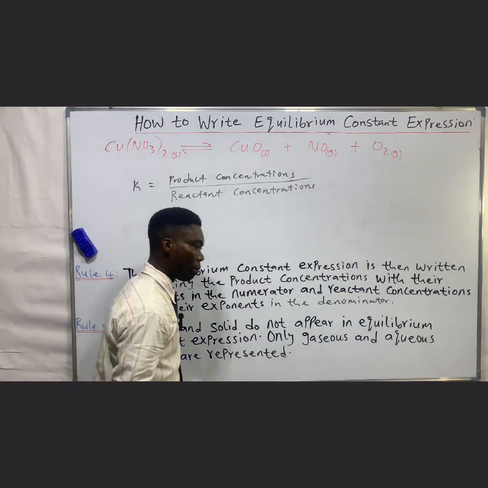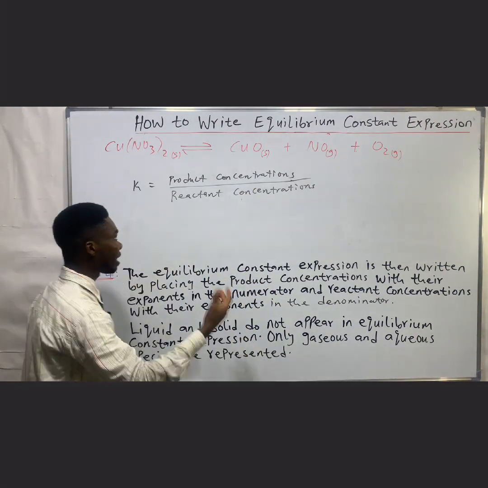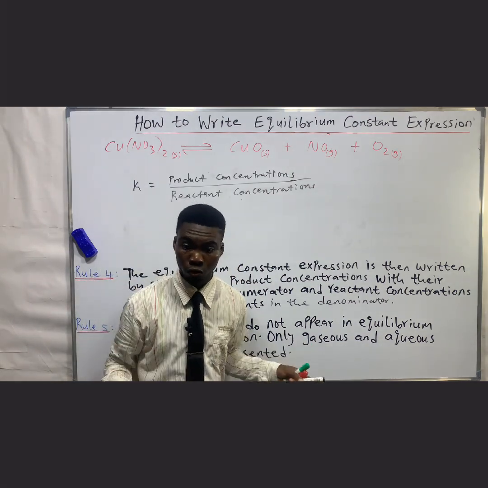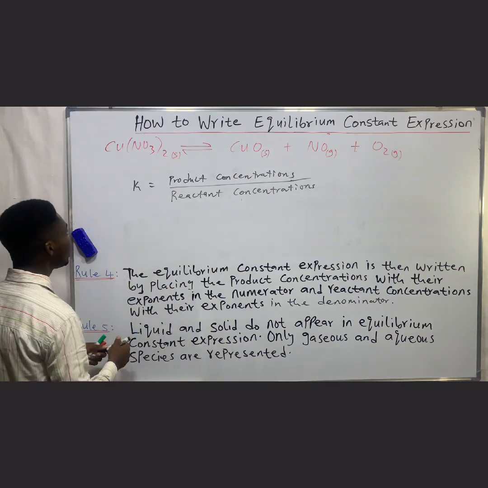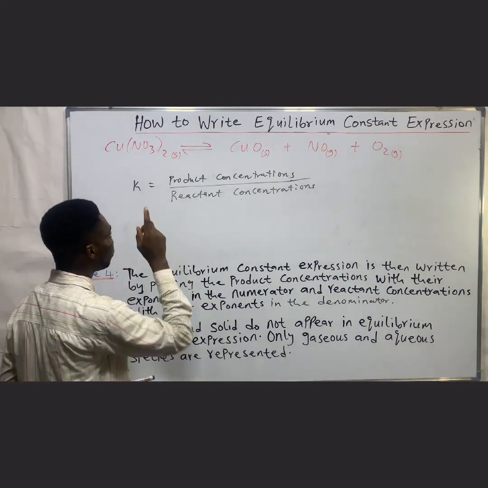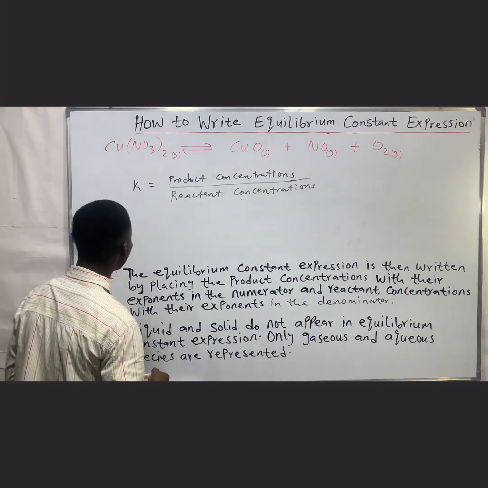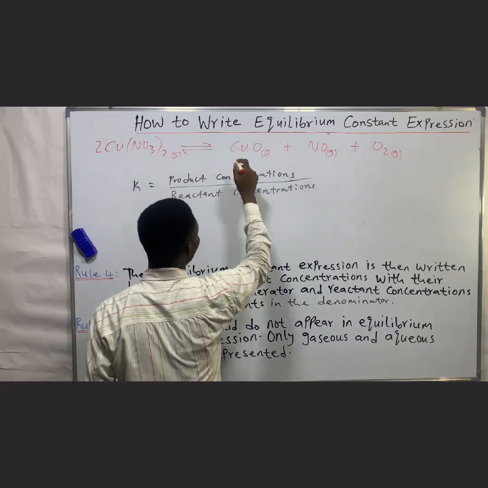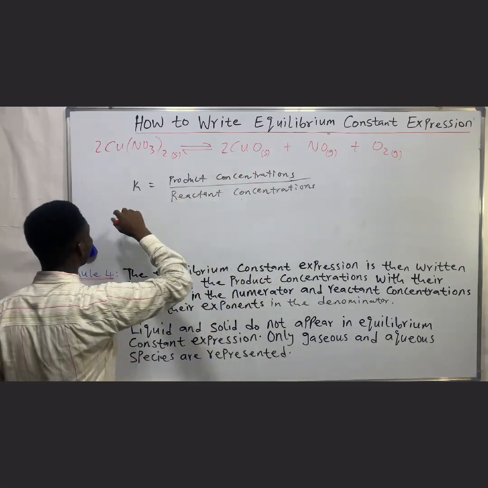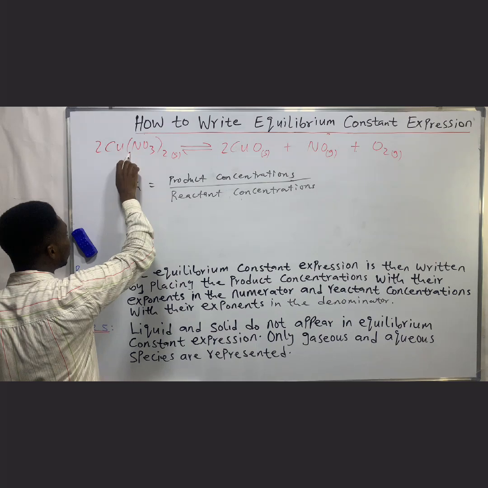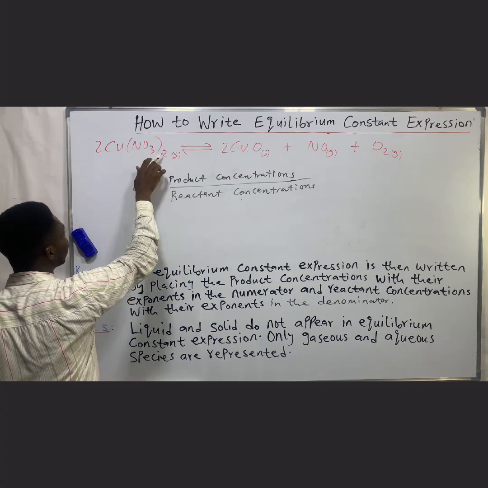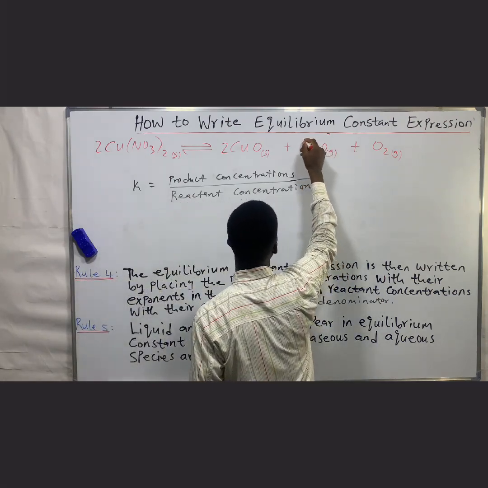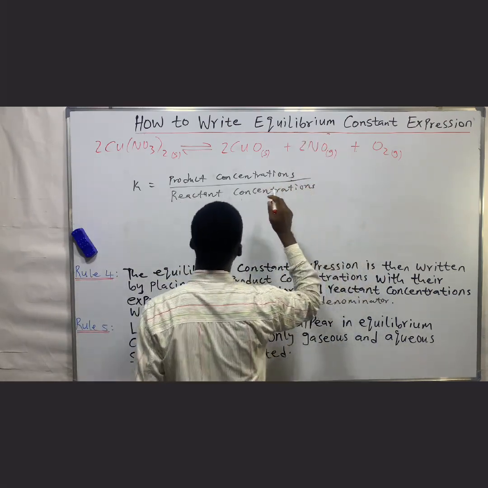Balancing a chemical equation means that the right-hand side must be equal to the left-hand side. That is the rule that must be observed. This equation is unbalanced, so we have to balance it. I put 2 here, so copper is now 2 and balanced. Nitrogen is 2 here, so nitrogen should be 2 here too. I place 2 here.